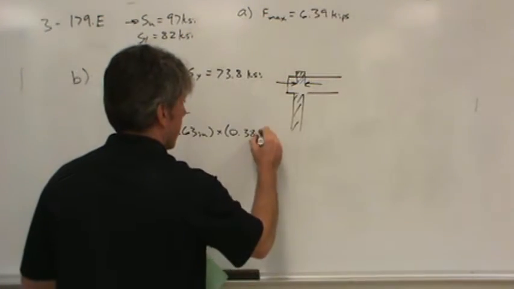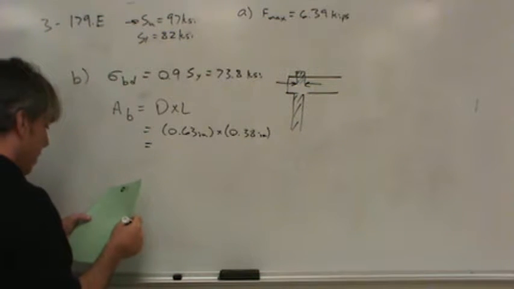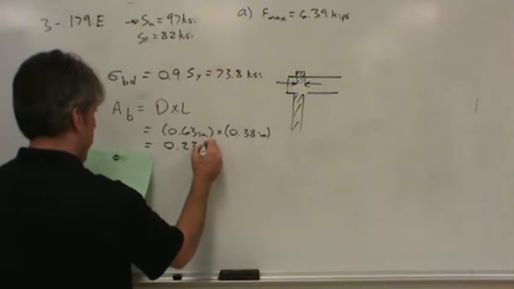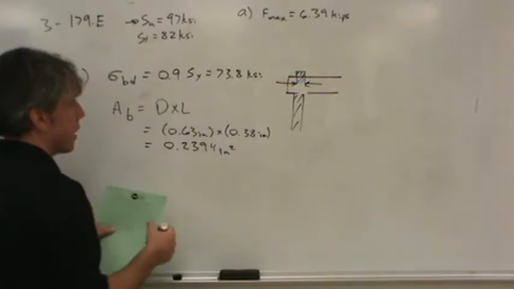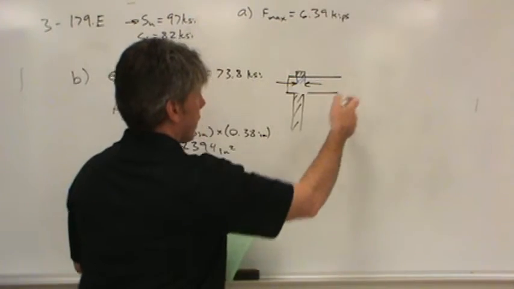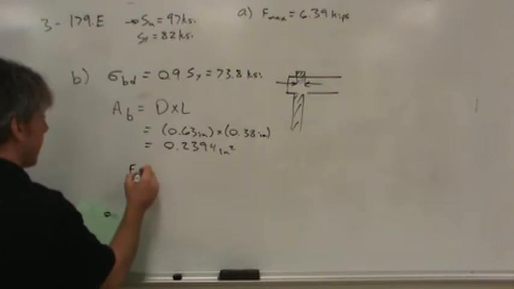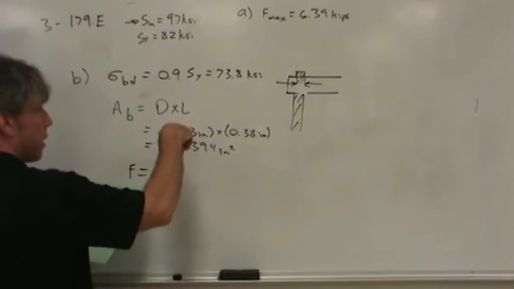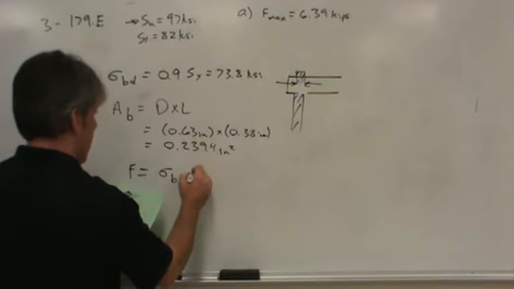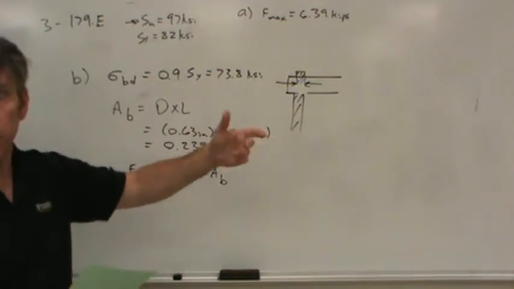I forgot my inch there. Anyway, that bearing area is, let's see, here it is, 0.2394 square inches. That's for one side, but we have two sides taking the total load, just like we did before. And so the amount of force that we can apply so that the pin doesn't fail in the surface is the bearing stress, the design stress, multiplied by 2 times the bearing area. Again, because we have two areas of the pin that are taking this surface force.